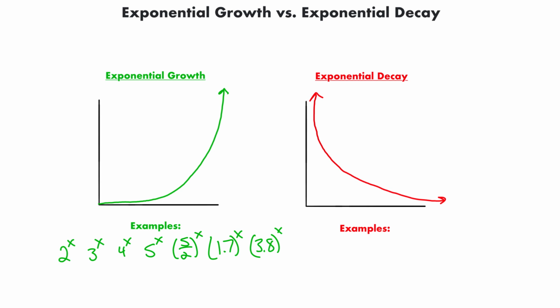Exponential decay functions are going to be something like 1/2 raised to the x, or 1/3 raised to the x, or 4 over 5 raised to the x, or 7 over 11 raised to the x. The base of that exponential has to be smaller than 1. We will not be dealing with exponentials whose bases are negative. So decay bases have to be between 0 and 1, not including 0, not including 1. Exponential growth bases have to be between 1 and infinity, not including 1 and not including infinity.